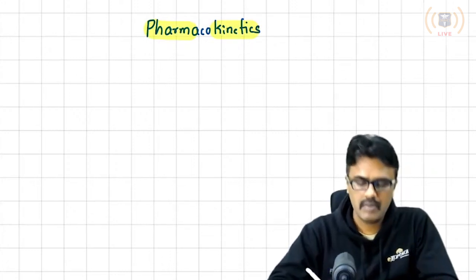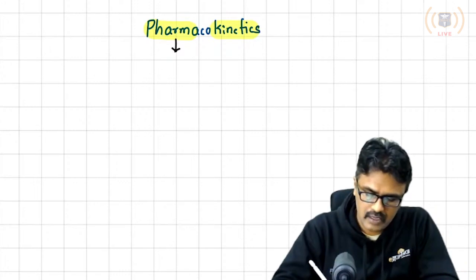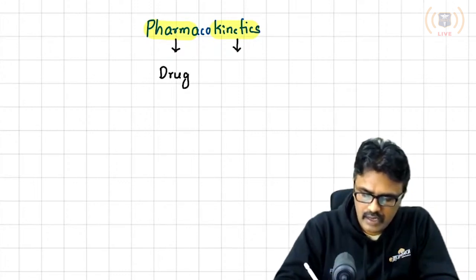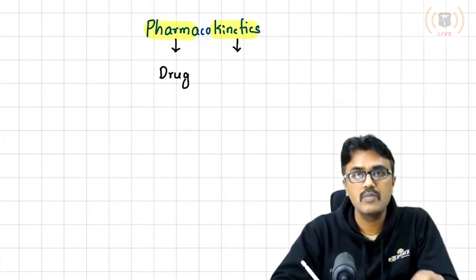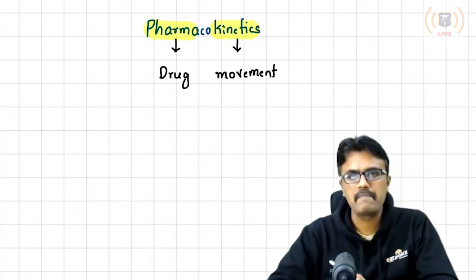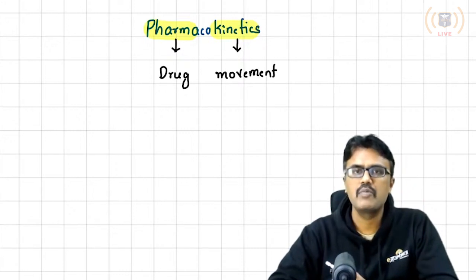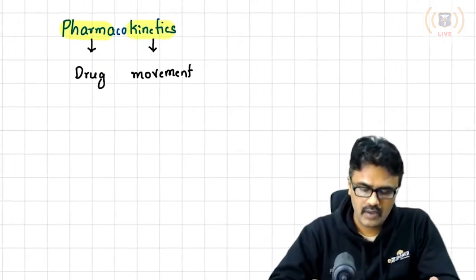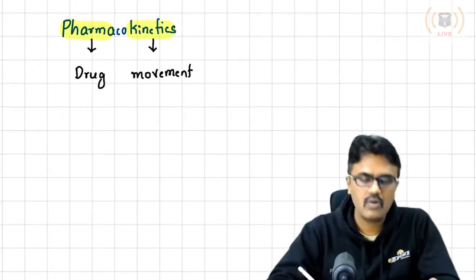See, it's two words. Remember, pharma means drug, and kinetics means movement of the drug. So, pharma is drug, and kinetics means movement of the drug. Now, pharmacokinetics is the study of drug movement. So, what are the four things which we have to study in pharmacokinetics?